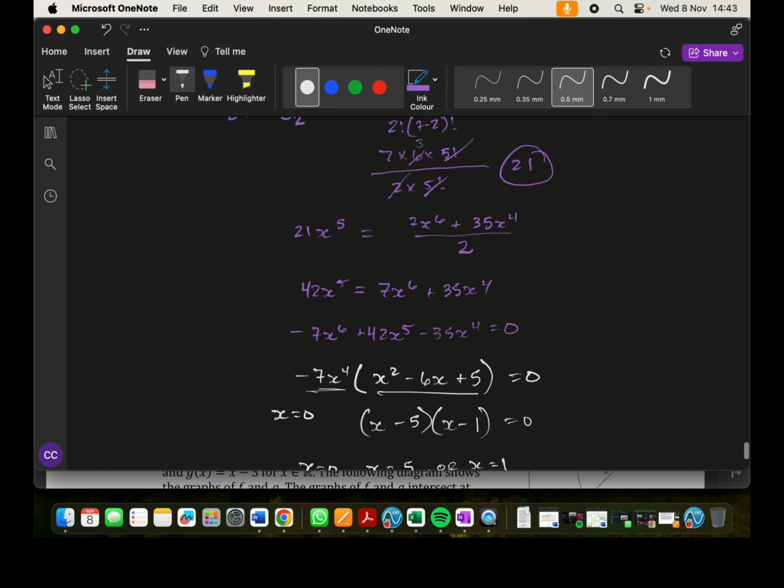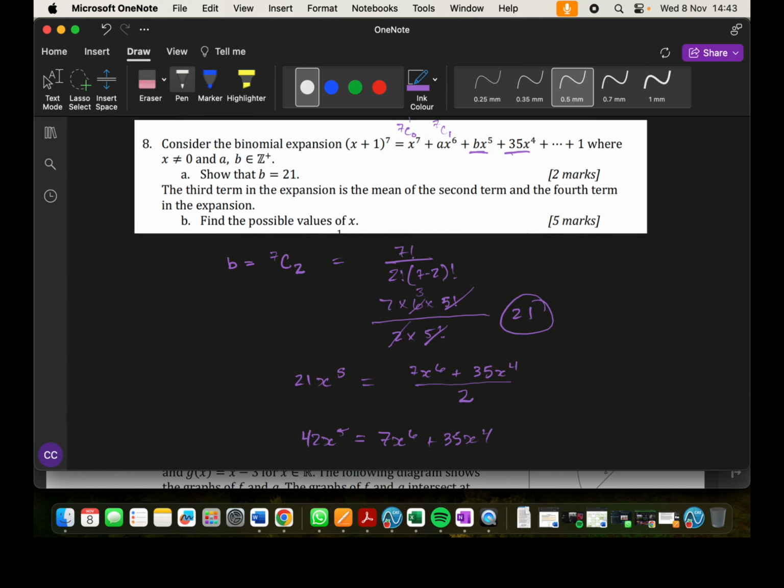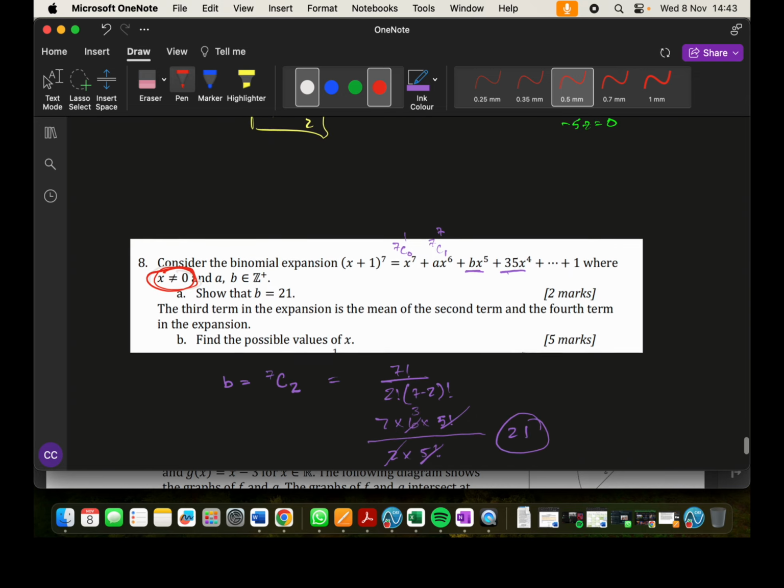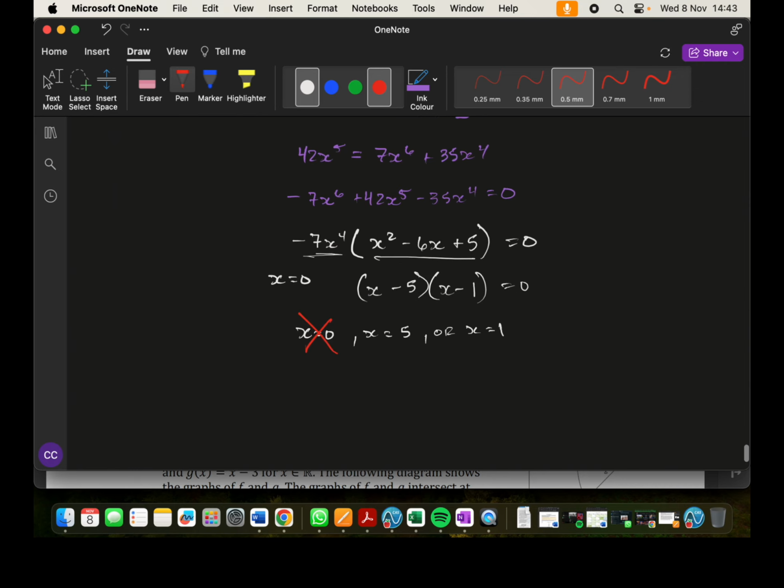Just need to look up at the question. And we're told here that x cannot be 0, so we're going to discard this answer. So the two possible values of x are 1 and 5. So it's either 5 or 1. Hope that's helpful.